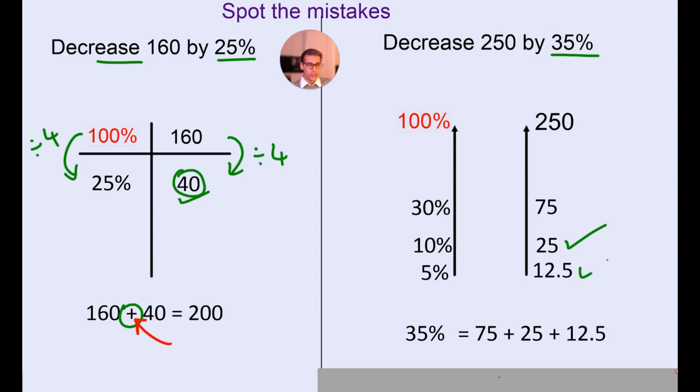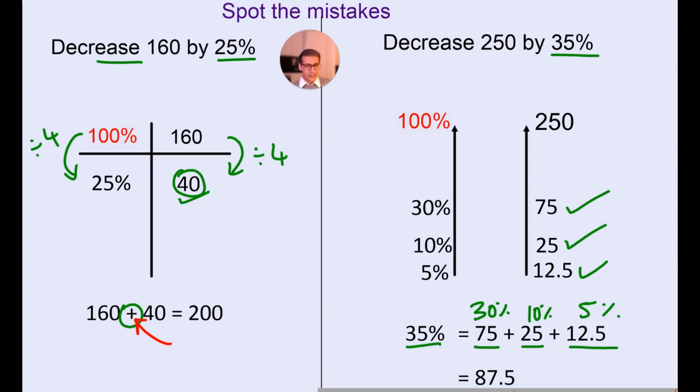5% is half of 25, which is 12.5. 30% is 3 lots of 10%, which is 75. Now, 35% is 75 plus 25 plus 12.5. So you can see there's a couple of mistakes here. This represents 30%, this represents 10%, and this represents 5%. So actually, this just doesn't quite work. And they got 87.5 there. So they've added it up wrong first.